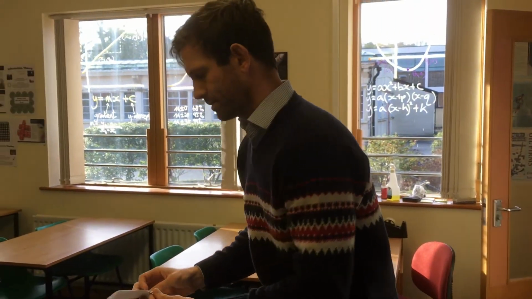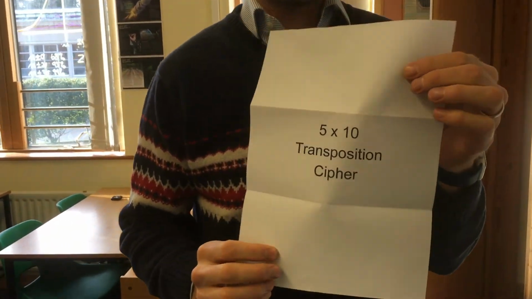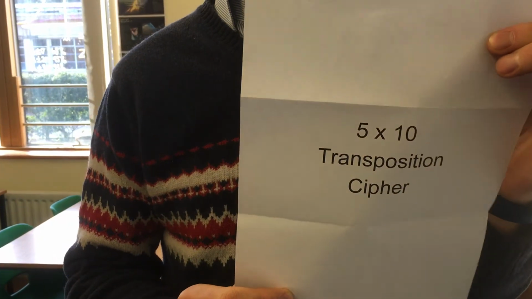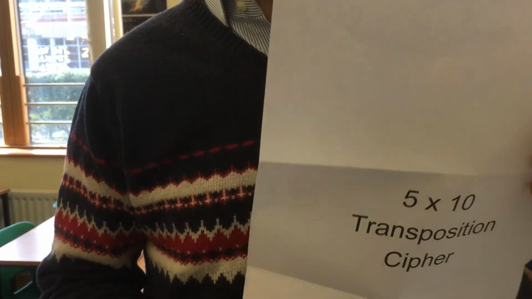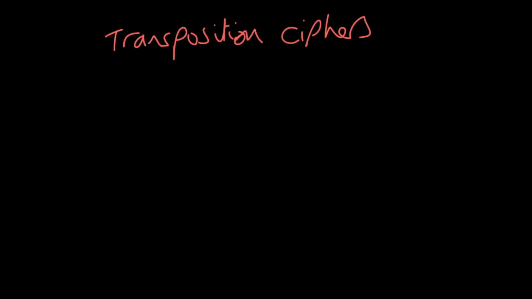Claus, with an address of 132 Lapland Drive. So if they open that up, inside, in effect, they've got the code or the key to the quiz. The key to the code, sorry. So this is a 5 by 10 transposition cipher.